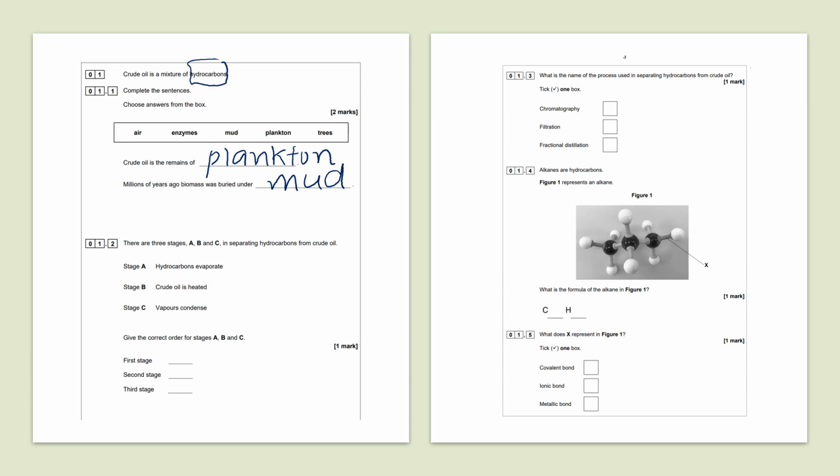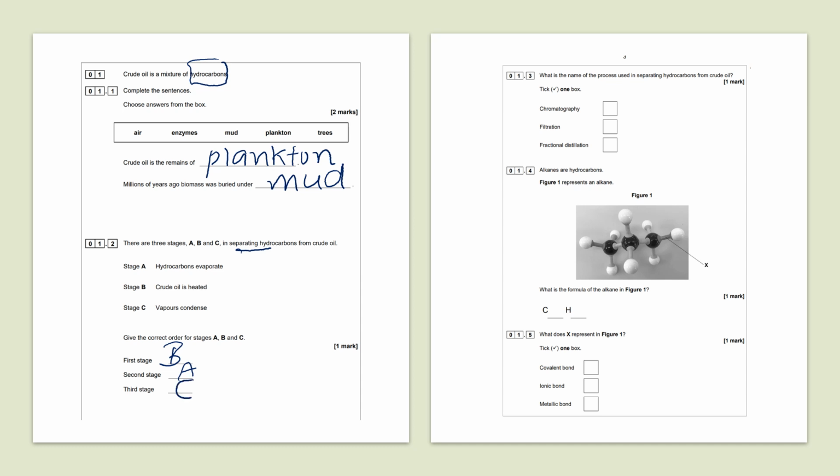So let's have a look. If you were to separate a hydrocarbon, surely I have to heat it first, which means it's stage B. Then I will have to evaporate it, which is A. And finally, to get the fractions, I will have to condense it, cool it down, which is C.